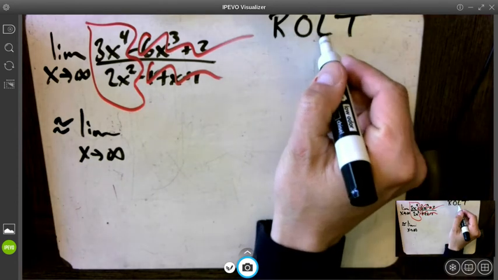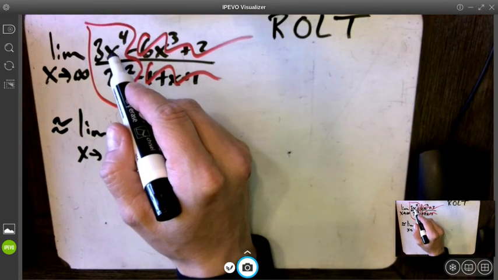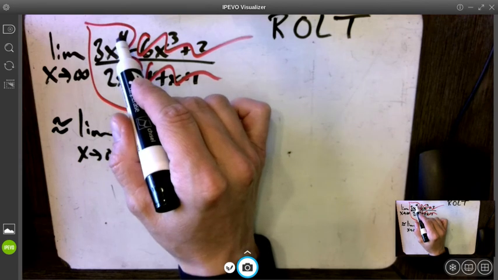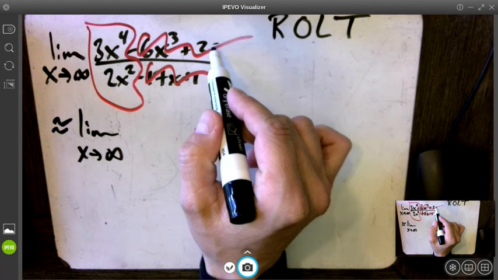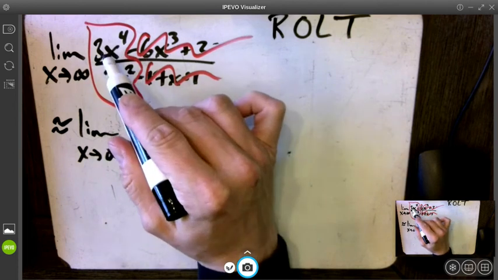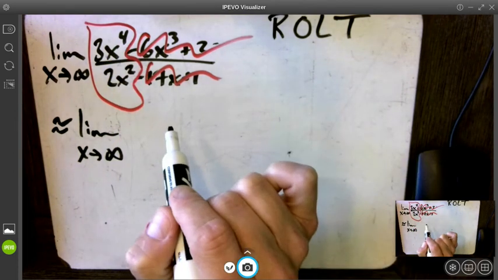Ratio of leading terms. Why is this the lead term? Well, you've talked about polynomials since like 7th grade, 8th grade maybe. The idea is that we stack them in order from largest degree to smallest degree. So the leading term happens to be the term with the biggest exponent. Okay? So let's think about this for a sec.